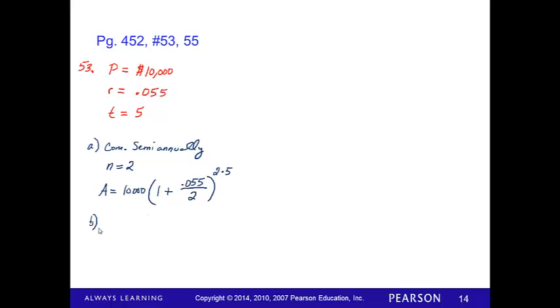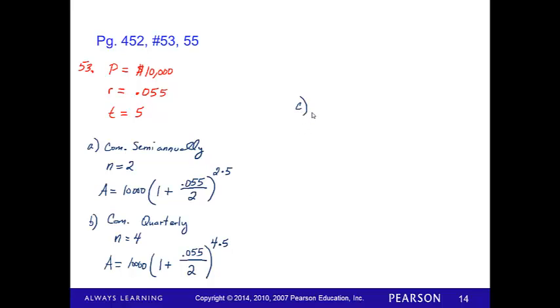All right, part B says compound it quarterly. In this case, N is going to be 4. Everything else remains the same. So now A is going to be 10,000 times 1 plus 0.055 divided by 2 raised to the 4 times 5.